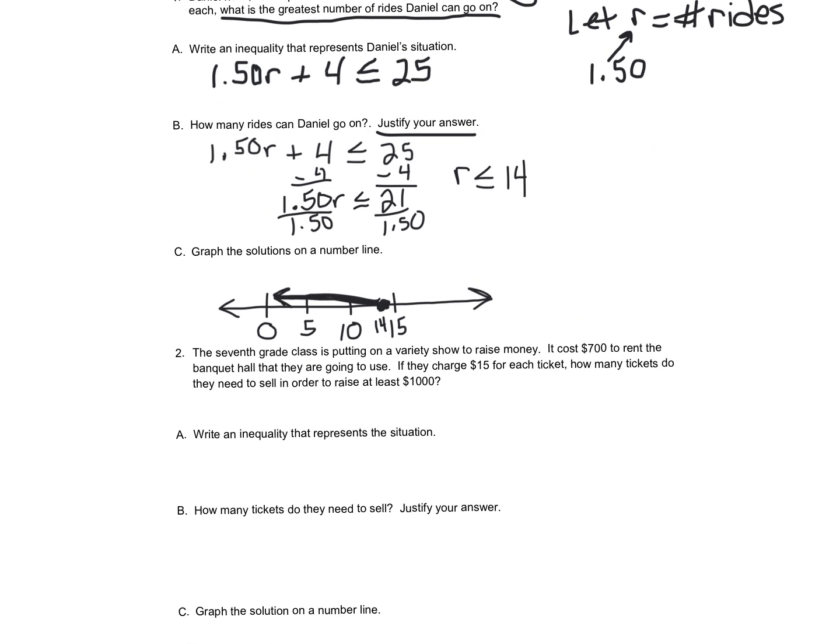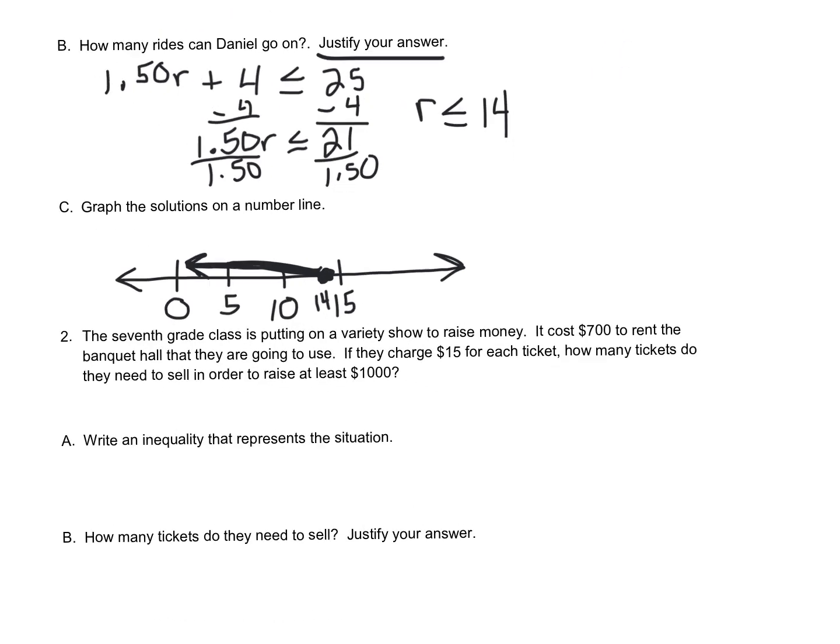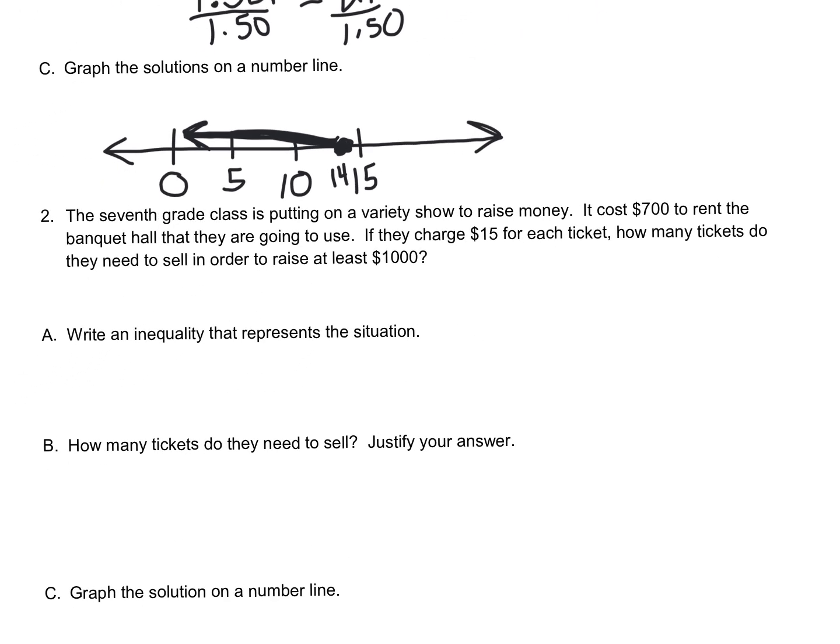Number 2, we want to do the same idea. 7th grade class is putting on a variety show to raise money. It costs $700 to rent the banquet hall that they are going to use. If they charge $15 for each ticket, this is the key to finding out what our variable is as well. How many tickets do they need to sell in order to raise at least $1,000?